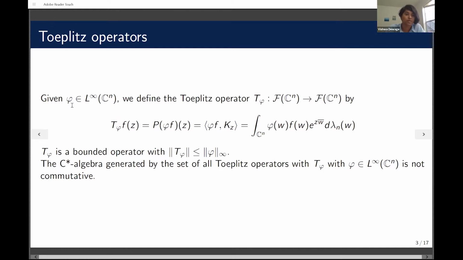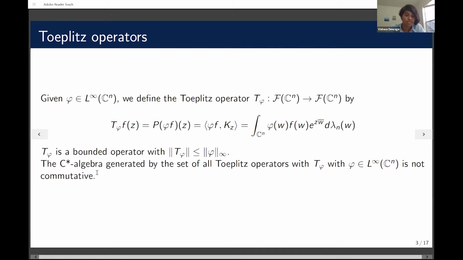Okay, now if we have an essentially bounded function phi, we can define the Toeplitz operator T phi on the Fock space by, first, we multiply the Fock space function by phi and we project it back to the Fock space, because this is in the L2 space, but not necessarily holomorphic. And the projection is just the inner product with the reproducing kernel, which is given by this integral. So the Toeplitz operator with symbol phi is a bounded operator whose operator norm is less than or equal to the norm of the symbol.